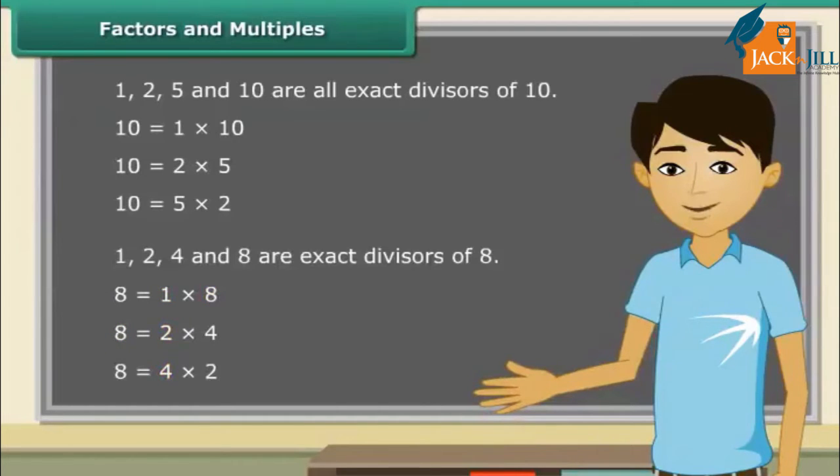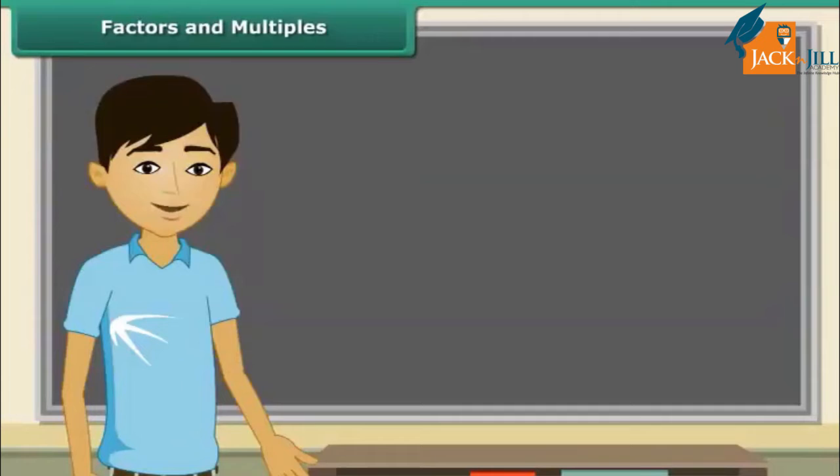Thus, we can say that a number is a multiple of each of its factors. Multiples are always greater than, or at least equal to the number itself. Let us revise factors and multiples with the help of an interesting activity.